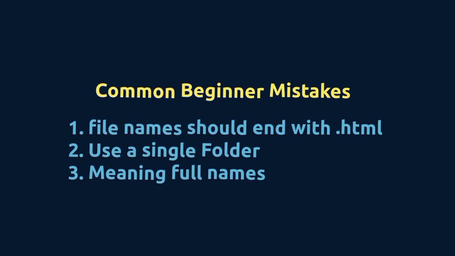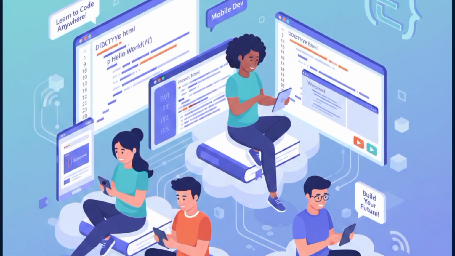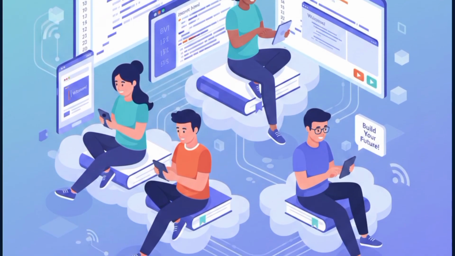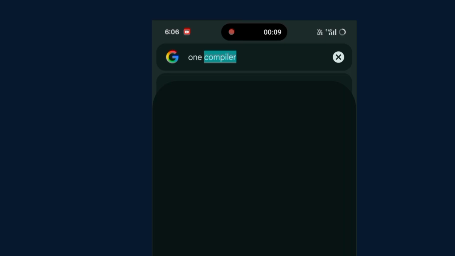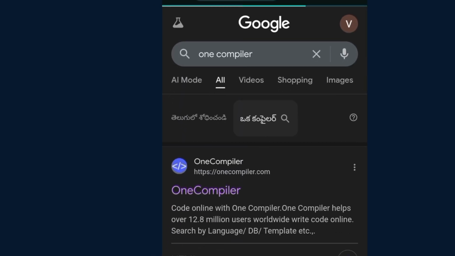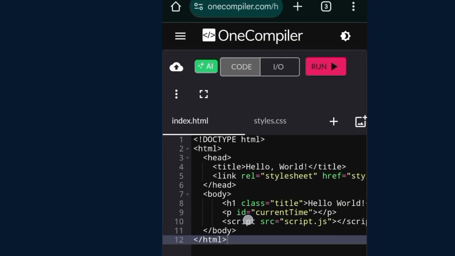Now, some of you might be watching this video on your mobile phone and thinking, do I really need a laptop to start learning? The good news is, you can still practice HTML using your mobile device. There are online code editors that allow you to write and run HTML code directly in your browser without installing anything. I tried some of the code editors and I thought that One Compiler is a good start. Search for One Compiler in your browser, click on the first link, it gives you a few options. Select HTML. Now you got the HTML editor with some default code provided by the source.